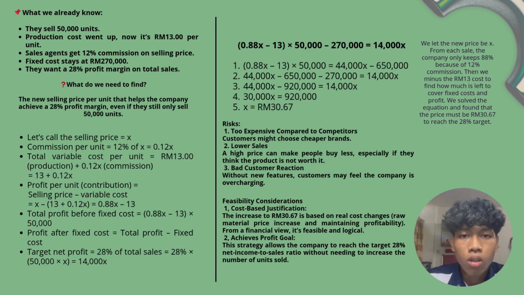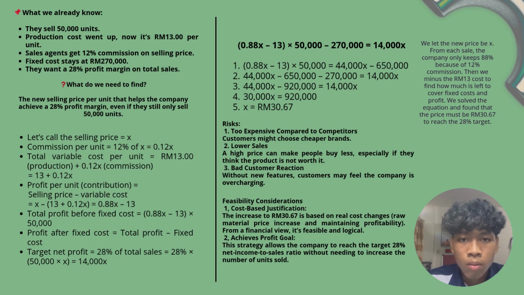Total profit before fixed cost equals (0.88X minus 30) multiplied by 50,000. Profit after fixed cost equals total profit minus fixed cost. So our target net profit equals 28% of total sales.